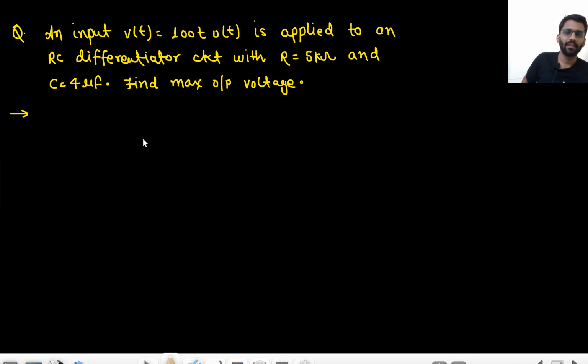So this is a question: given that an input V(t) equals 100 t u(t) is applied to an RC differentiator circuit with R value and C value, you need to find the maximum value of the output. That means, what is the circuit?